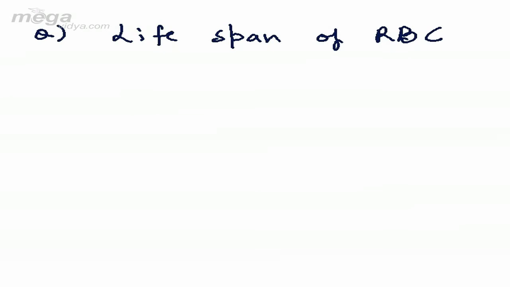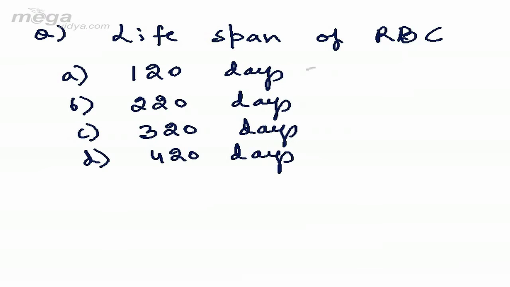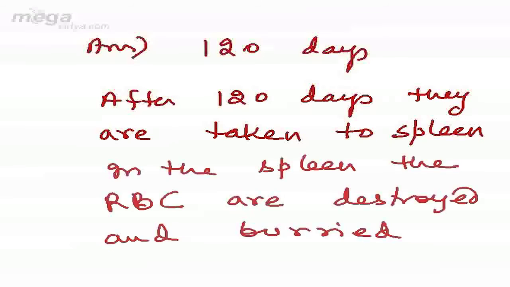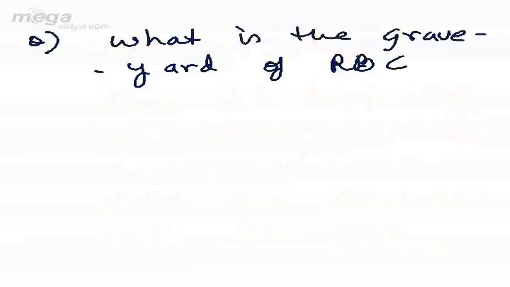Another question which you get about RBCs is about the lifespan of RBCs. Suppose I give you four options: 120 days, 220 days, 320 days, or 420 days. The correct answer will be 120 days. What happens to RBCs after 120 days? They are taken to spleen. In the spleen, the RBCs are destroyed and buried. So another question which you can get in this context is, what is the graveyard of RBCs? Answer will be, as we have just discussed, spleen.